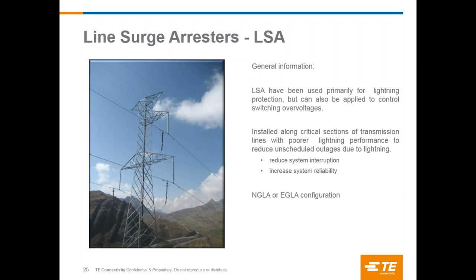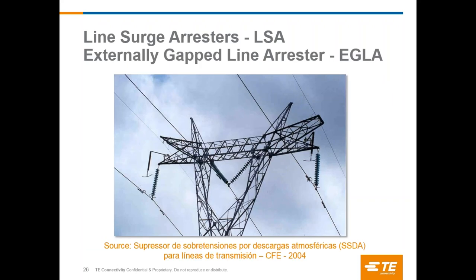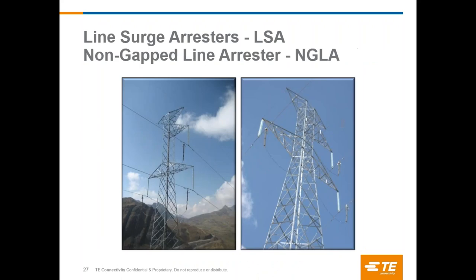There are two different concepts and designs of line arrester, the external gap line arrester, called EGLA, and the no gap line arrester. Both designs have their advantages and weaknesses, and right now few publications are written on how to improve those weaknesses. Here you have a picture showing an example of an external gap line arrester application, and here you have an example of a no gap line arrester application. In this case, the arrester is directly connected between phase and neutral, and for this reason, permanent continuous current flows through the arrester even at its continuous operating voltage.